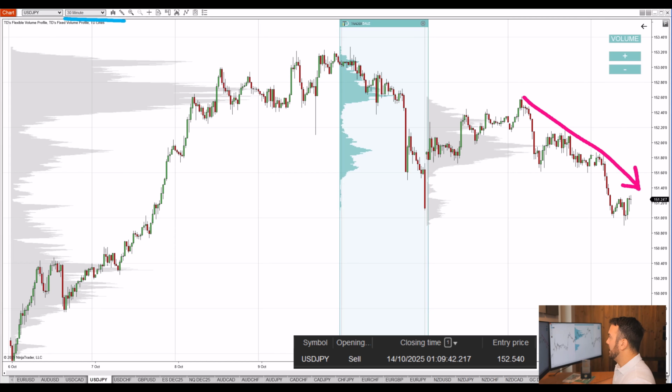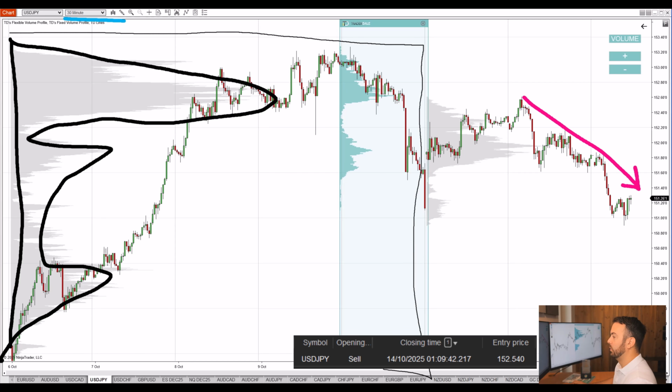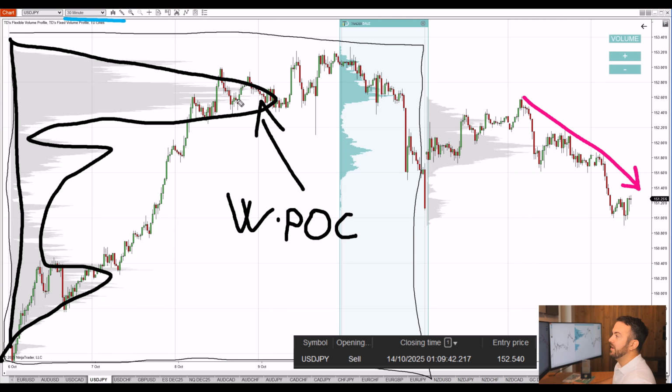Now let me show you why I took that short. If you look at the weekly volume profile, that's this huge profile on the left, it shows how volumes are distributed throughout the whole previous week. That means this whole zone, right? The weekly point of control was right here. That means that throughout the whole previous week, the heaviest volumes were traded in here.